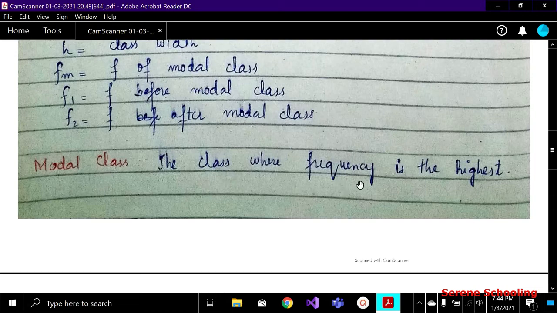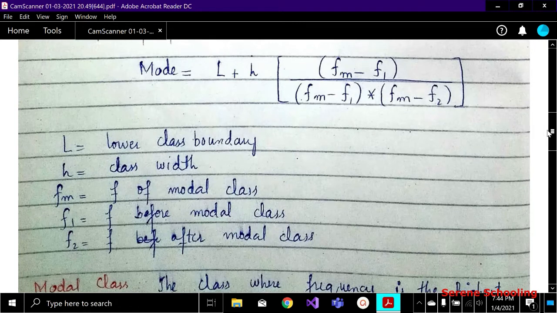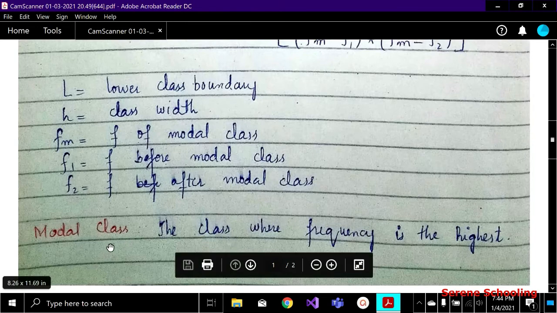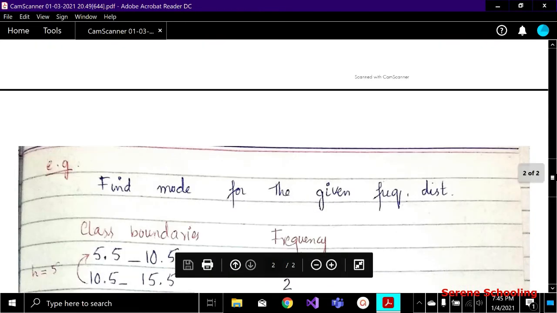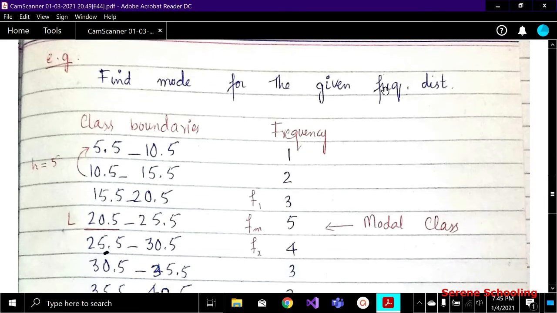Of course, you will need the modal class in order to apply this formula, because only from that modal class can we use L and Fm, etc., right? So firstly, for solving any problem, we have to know which is our modal class, the one where the frequency is the highest. Okay, so here we have to find the mode for the given frequency distribution.